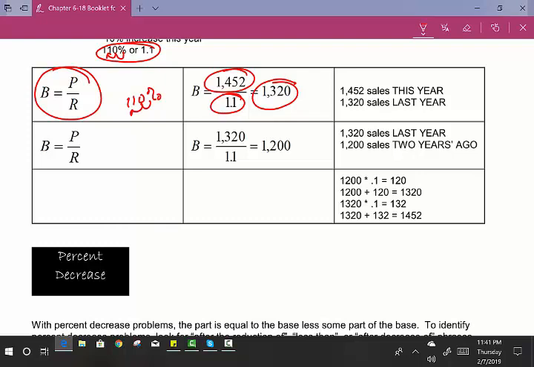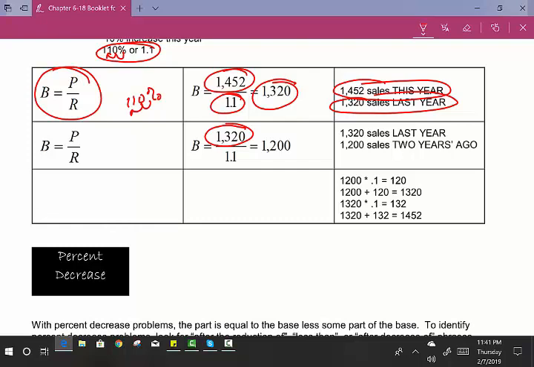This year we have 1,452 units that we sold. Last year we have 1,320 units that we sold. So now that we've taken care of last year to this year, let's go ahead and look at the number of sales that we had last year, which is 1320. We're going to divide that from the previous year by the rate of 100%, because that's the year we're comparing it to now, plus the 10% increase that we got from 2 years ago to last year.